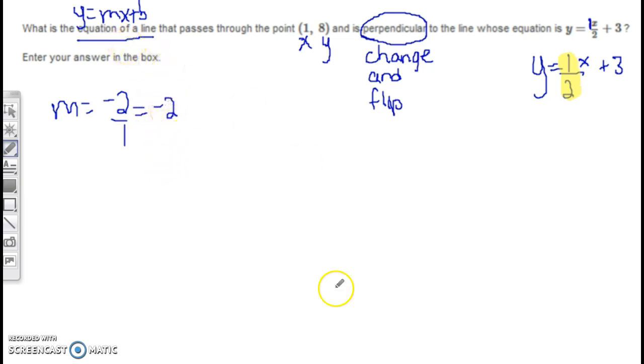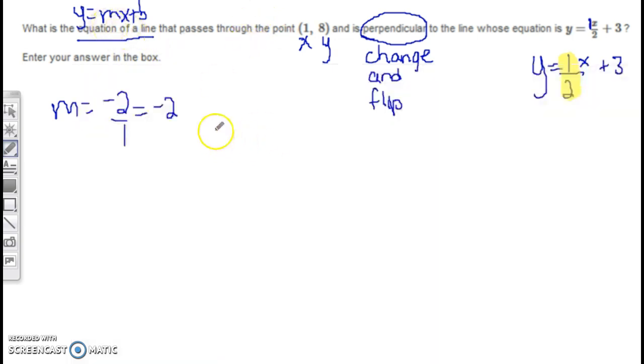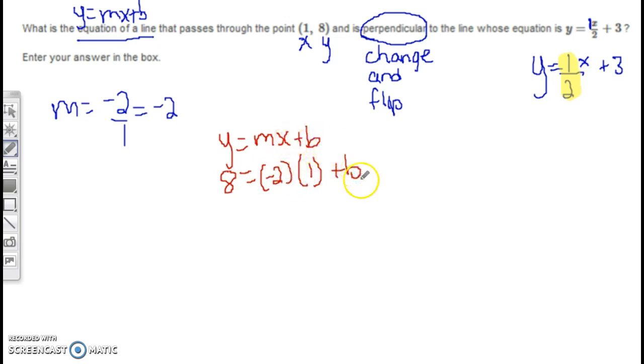All right. Now I'm going to plug all my information into the equation of a line. So I have my slope, my x, and my y. So I'm going to plug all that in. For y, let me rewrite this. For y, I'm going to plug in an 8. For m, I'm going to plug in a -2. And for x, I'm going to plug in a 1. We don't know the b value yet. That's actually what we're solving for in this step.